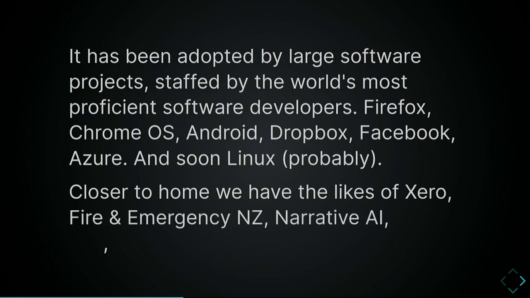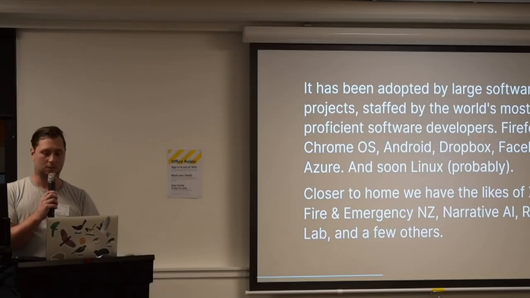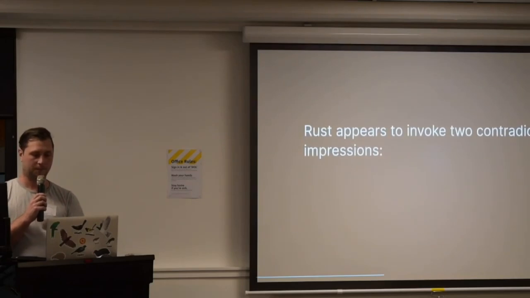And closer to New Zealand, it turns out that Rust is actually already on every fire appliance. Narrative AI is a startup in Auckland relating to photography, and Rocket Lab has some embedded stuff, and there are other smaller companies also deploying it.